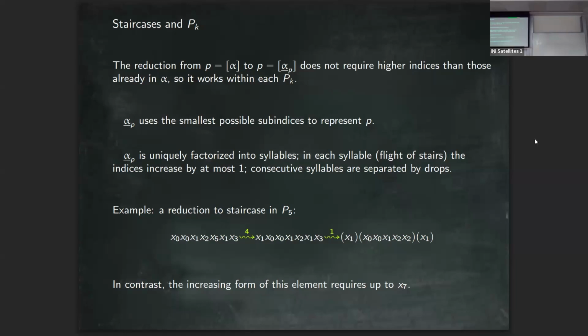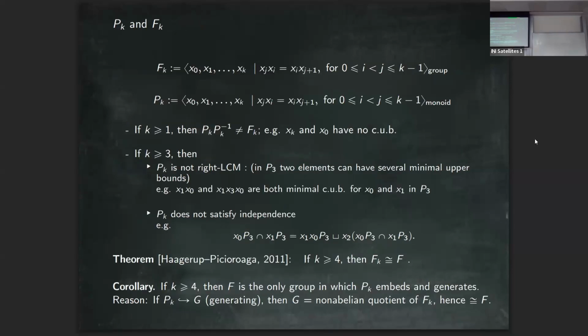That kind of syllable decomposition is useful for studying the words. If you wanted to do the red reduction, the increasing index form, you would have to go up to 7 with this word. So you wouldn't be in P_5 anymore. We need the 7th generator.